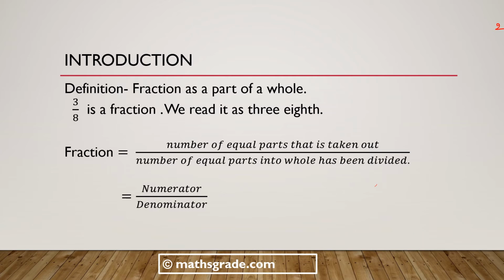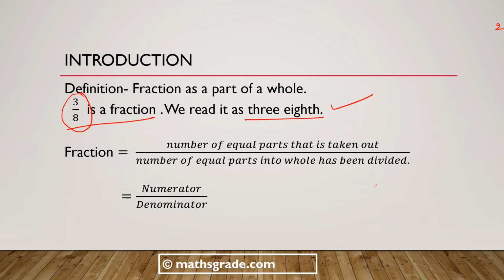here, 3 divided by 8 is a fraction. Here 3 parts are taken out of the 8, 3 equal parts can be taken out from the total of 8 parts, and we can read it as 3 divided by 8 is 3/8. This 8 is the denominator and 3 is the numerator, 3 of 8, 3/8.